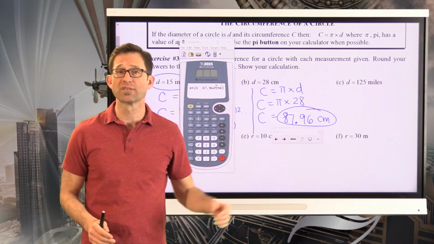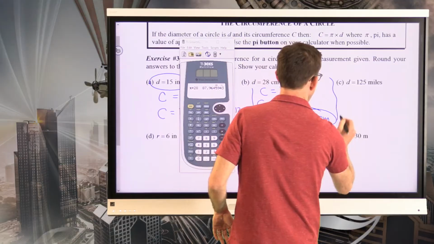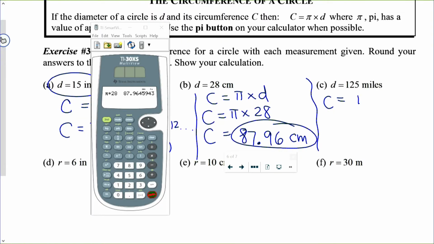I am literally just taking the diameter and multiplying it by the number pi using my calculator. Here, the circumference is going to be pi times 125. Again, easy. We'll just do second, pi.